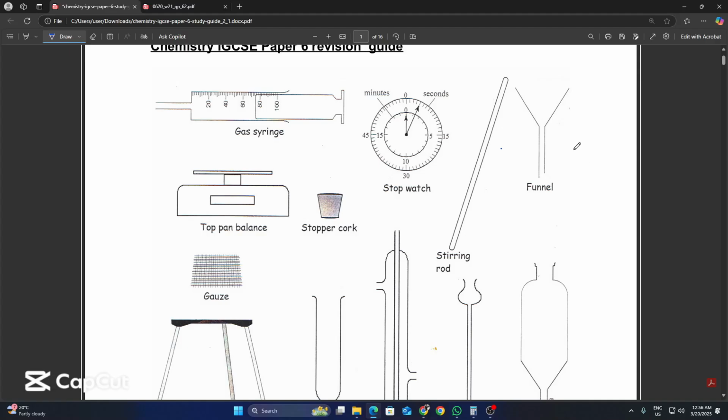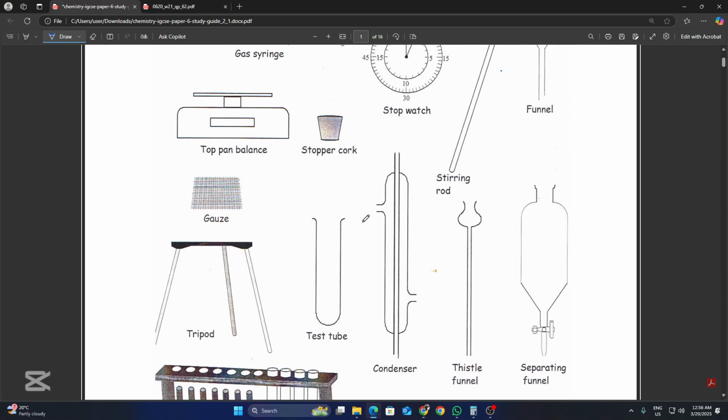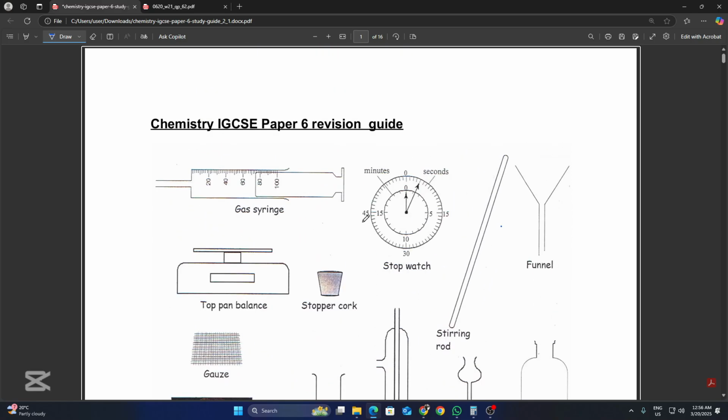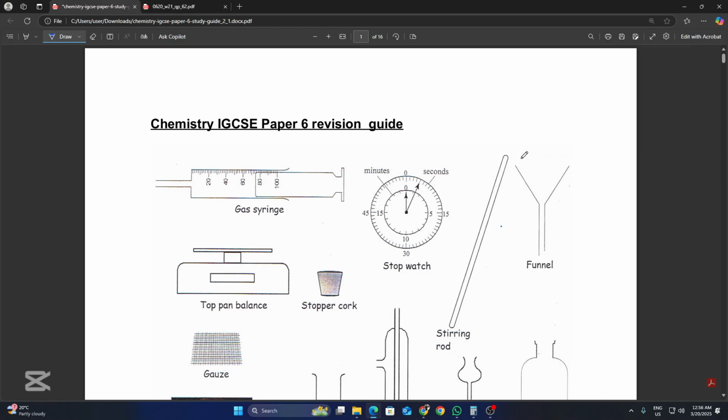Okay, so what we've been waiting for now is chemistry ATP. So chemistry ATP paper 6. This is going to cover all the main points. I'm going to do this fast today because it's late and I need to finish a couple things. But anyways, without further ado, let's start.